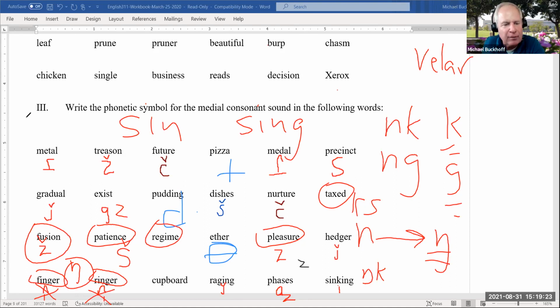Regime. Nobody got that one, right? So let's put this. This is a Z with a hat check. Regime. This is a palatal consonant. Cupboard is the B. Cupboard. That's the sound there. Anything else? Pleasure. We still didn't get it. You got to go back to fusion. So I'm going to put a little hat check above it. Pleasure. Phases. Z, right? Phases. Text. Okay, I think we got all those.